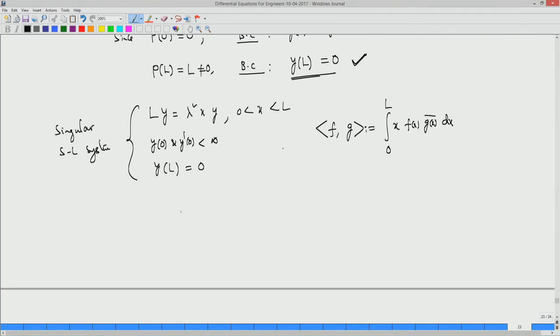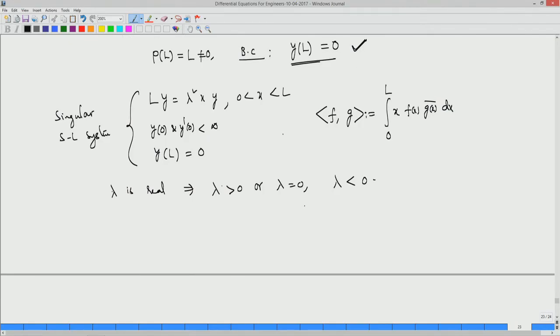So what are these solutions? Now we know that lambda is real. This operator is now in the self adjoint form, or skew symmetric form, or Hermitian form. So lambda is real, which implies lambda is positive, or lambda equal to 0, or lambda is negative. In all these three cases you can see the solutions.